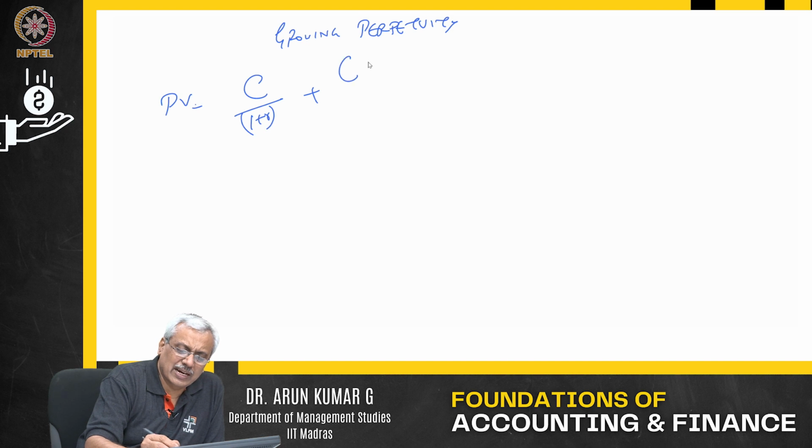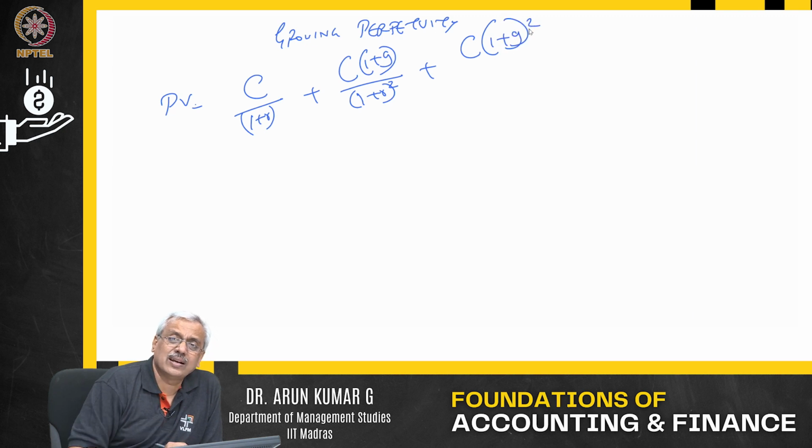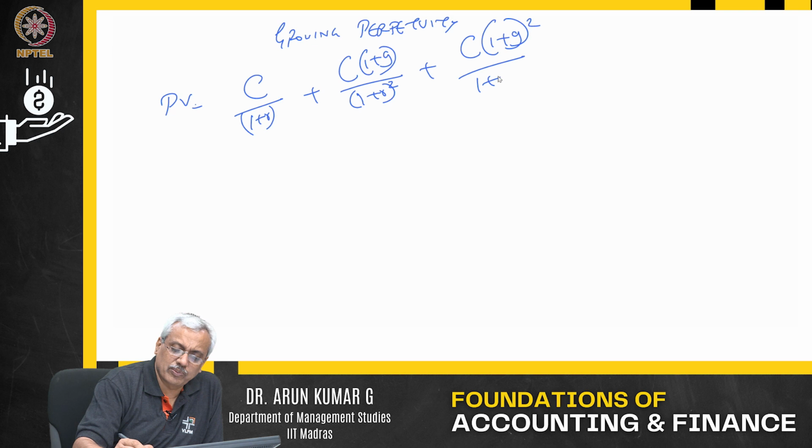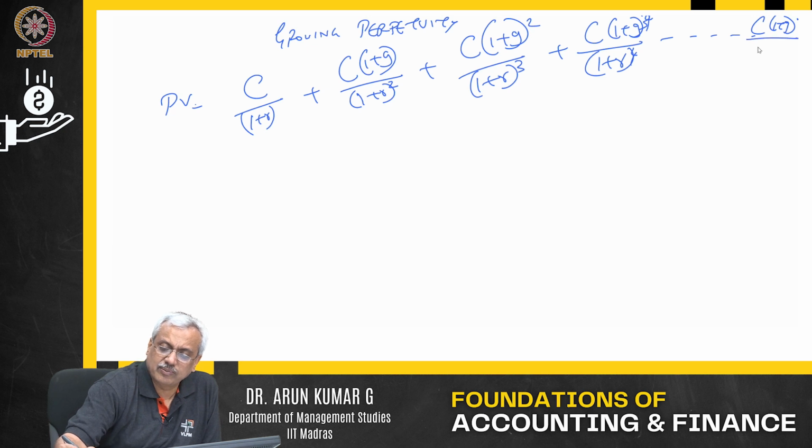Next year, what is going to be the cash flow? The cash flow will grow at some rate, 1 plus g, divided by 1 plus r square. Third year, what happens? This cash flow will grow at 1 plus g square, because this is also growing, divided by 1 plus r cube, plus cash flow growing at 1 plus g cube divided by 1 plus r to the power of 4, so on and so forth. So, cash flow into 1 plus g to the power of n divided by 1 plus r to the power of n.